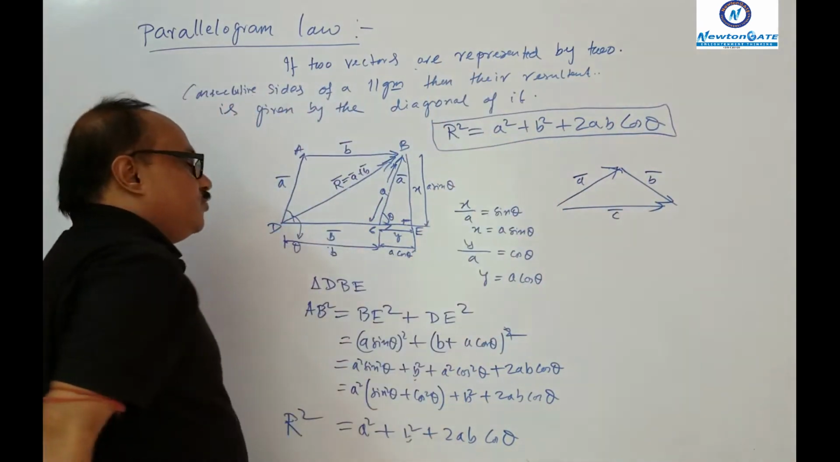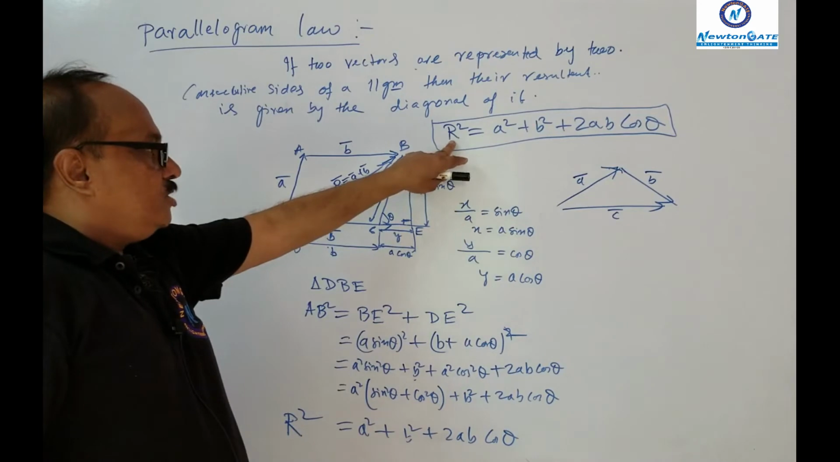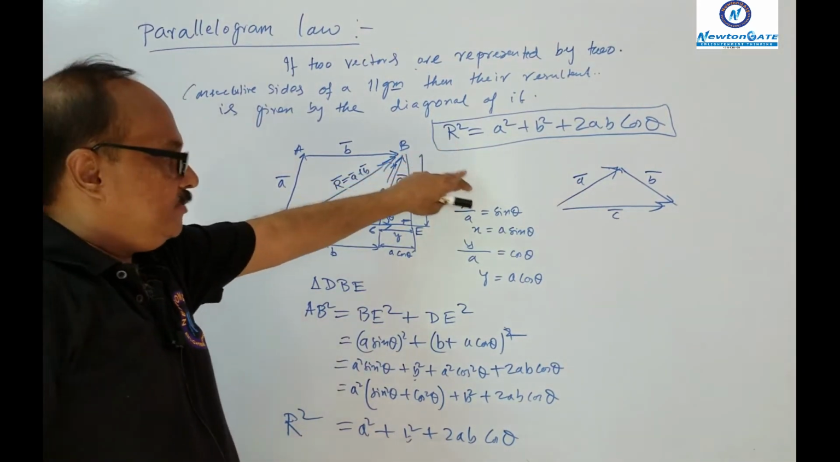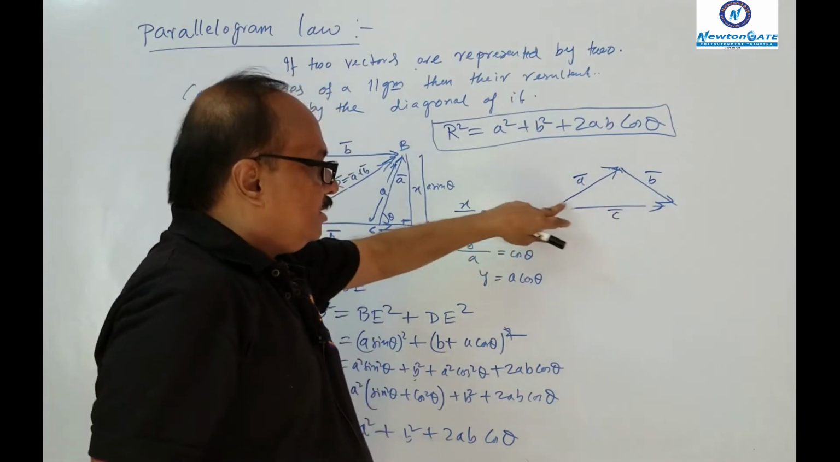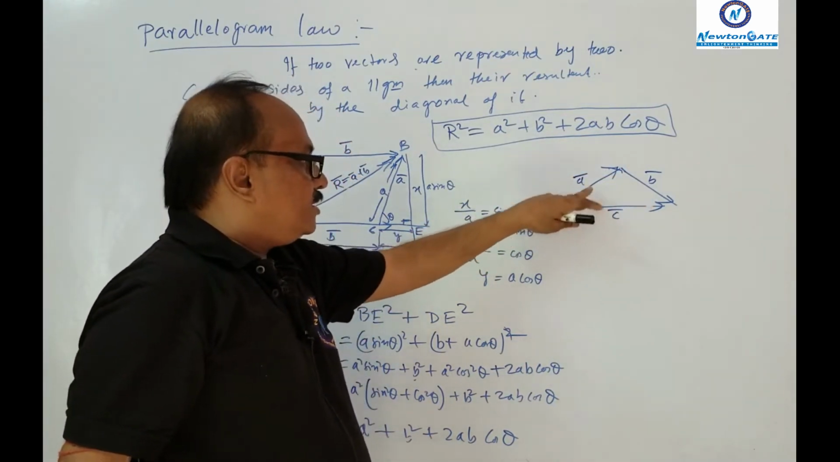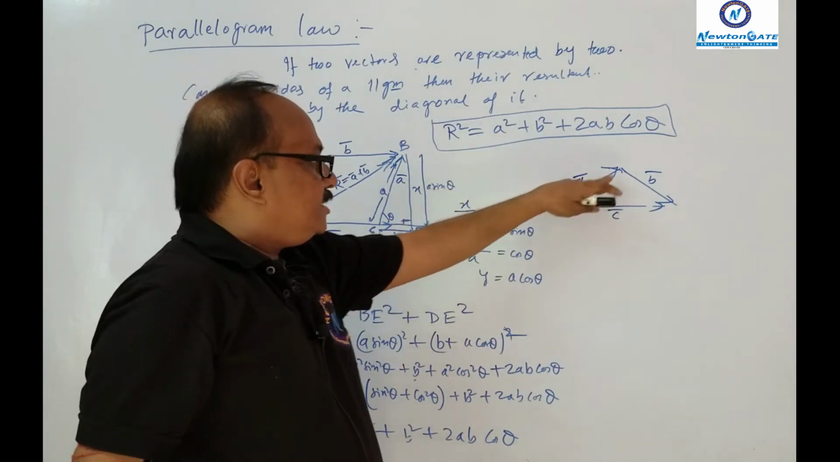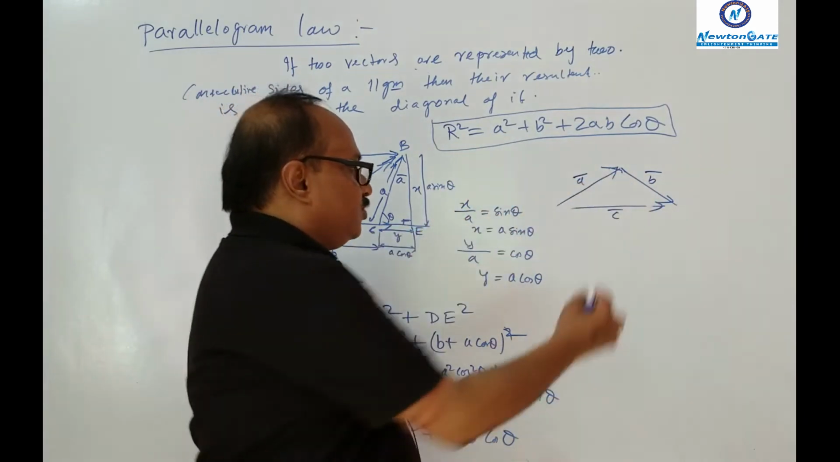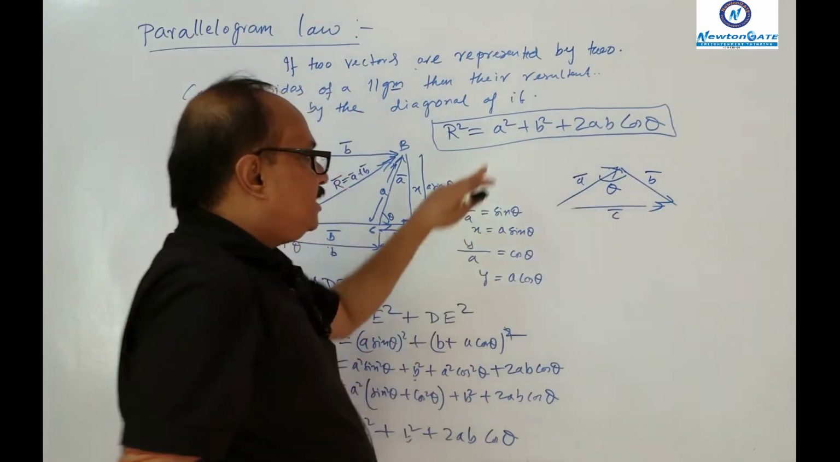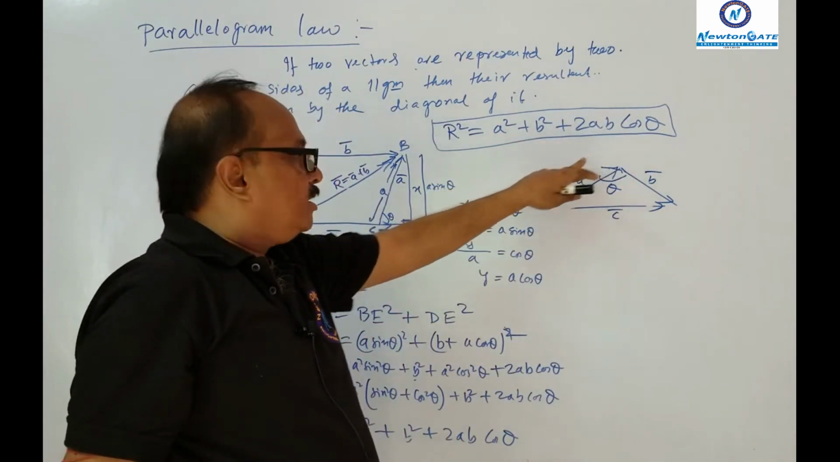This is the thing we have to prove, and we proved it. So now we can find out the length. We got the length of the resultant vector. If I know this vector, the length, I can find out this vector. If this vector is a, this vector's length is b, and the angle between these two vectors is theta, then I can get the resultant as the square root of a square plus b square plus 2ab cos theta.